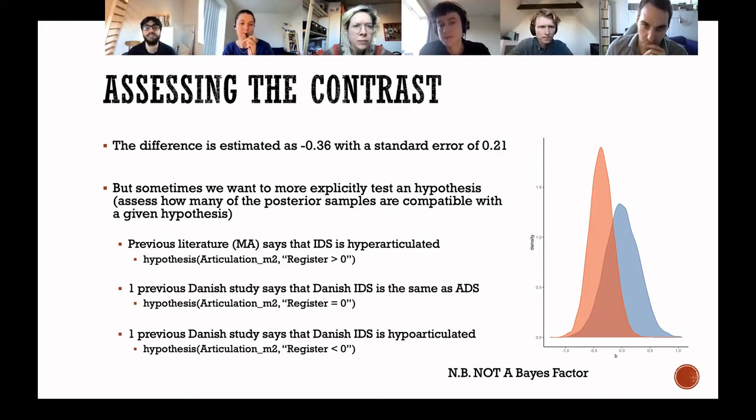Or we could follow Christina's thesis and say, actually, there is a previous study that says the Danish IDS is hyperarticulated. That's the hypothesis we want to test. And it's as easy as changing the sign or the direction of the minor and major, right? And by the way, 0 has no special status in Bayesian statistics. So you could say, for instance, the least meaningful effect size would be 0.1. So you could test the hypothesis that register is above 0.1 or below minus 0.1, right? So there's no reason to stick to 0.